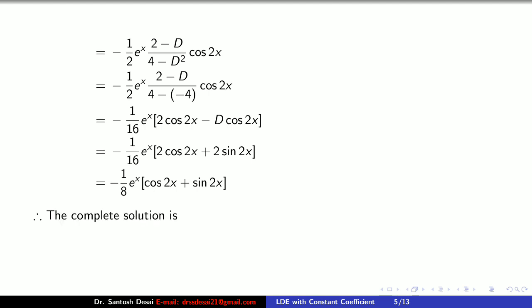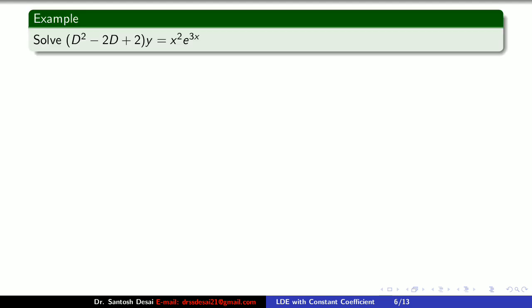And therefore the complete solution is y equal to c1 e^x plus c2 e^3x, and then write the PI, it is −1/8 e^x into (cos 2x + sin 2x). Now let us consider the next example. Solve (D² − 2D + 2) y equal to x² e^3x.